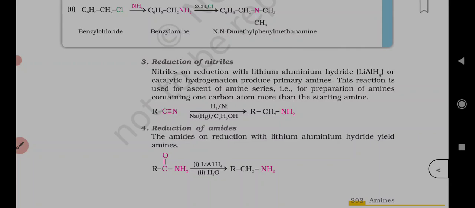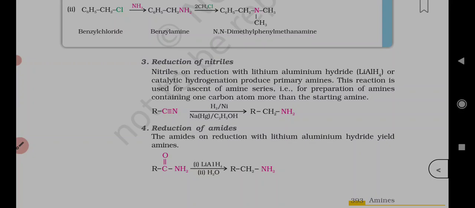Reduction of amides. Amides on reduction with lithium aluminium hydride yield amines. What are amides? Amides are derivatives of carboxylic acids, that is, RC double bond O NH2. RCONH2 is called an amide. By reducing in the presence of lithium aluminium hydride, you will get RCH2NH2. That is reduction of amide.